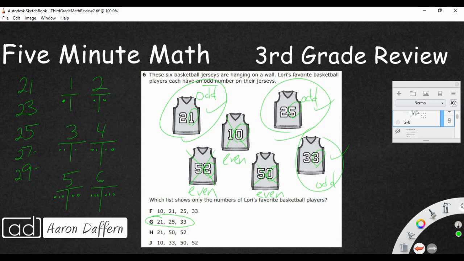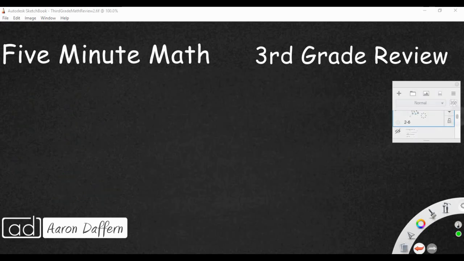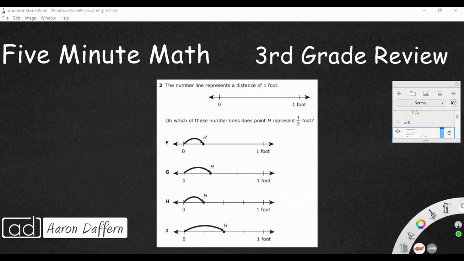That's an even number. That's even, that's even, that's even, that's even, and that's even. So G is our answer. Remember, even numbers can be split into 2 equal parts. Odd numbers cannot. You're only looking at the ones place. All right, the final one for this evening is going to be number 2 on this.